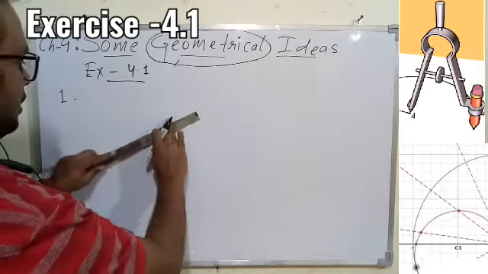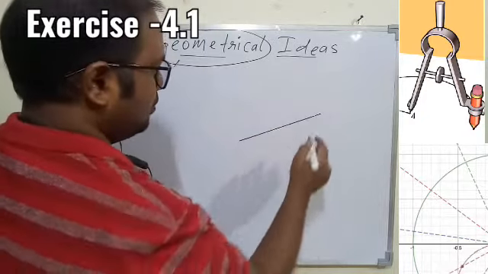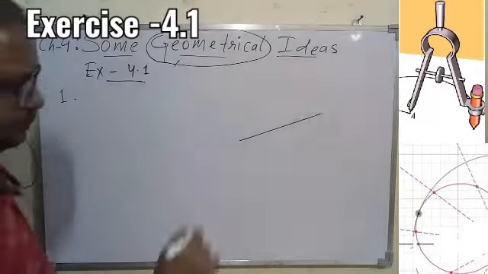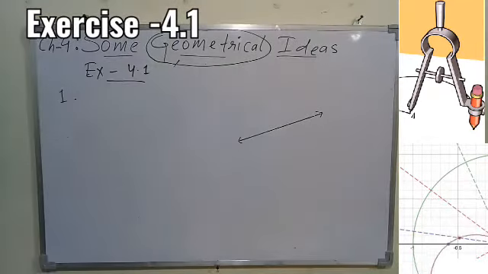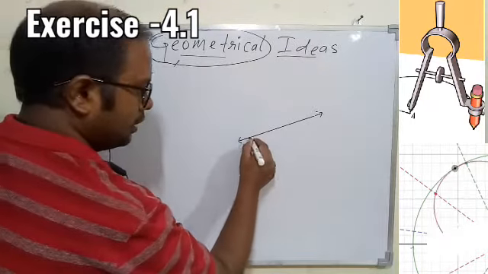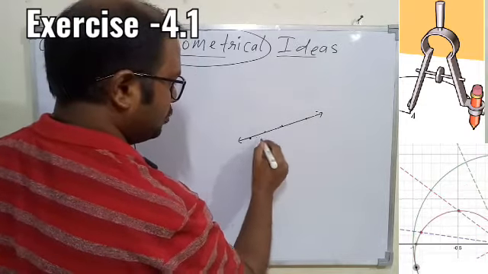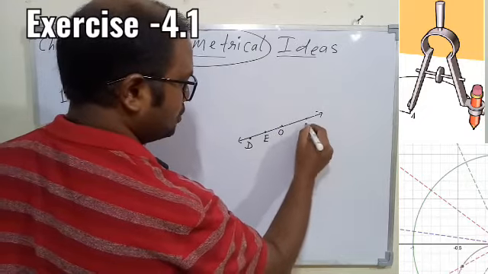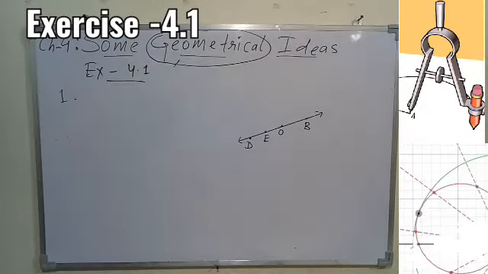So a diagram is given to you. Based on the diagram, the questions are given. So we have one line this way, and there are points D, E, O, B. So different points are there, D, E, O, B. So this is your point D, this is your point E, this is your point O, this is your point B. So 4 points you can see on this line.